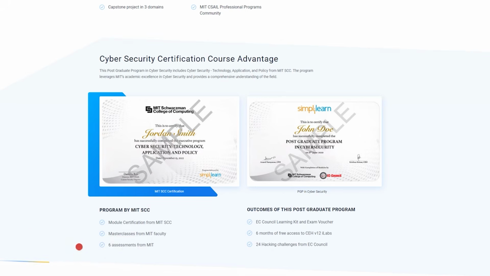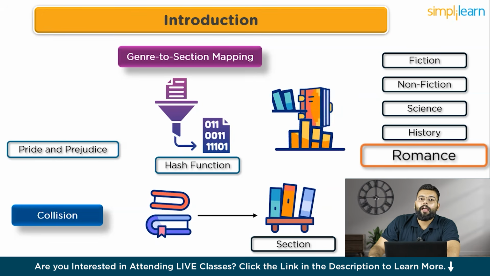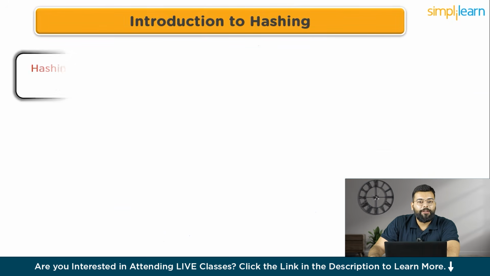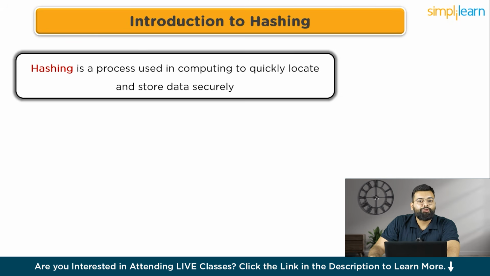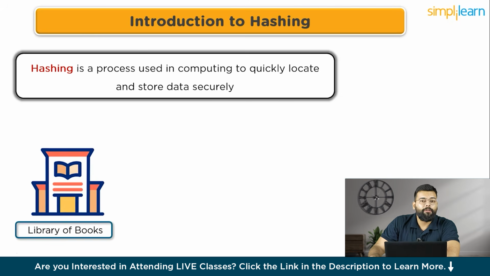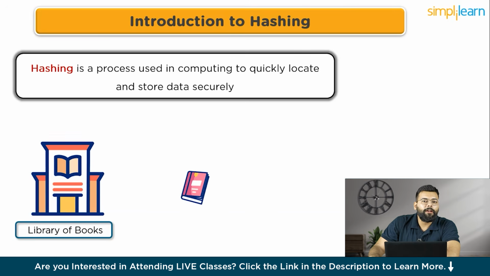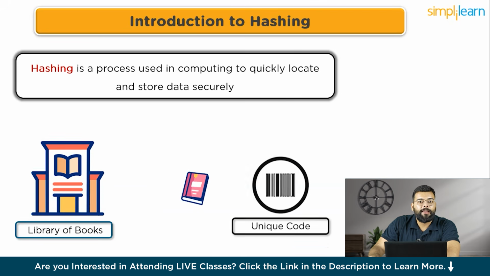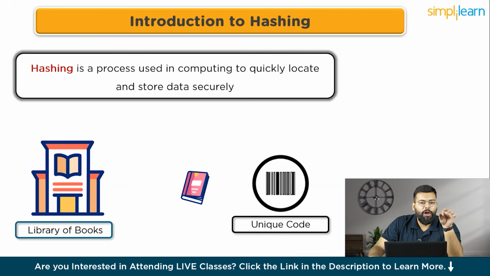So let's get started. Here we have understood hashing with the help of an example. Now we'll have an introduction to hashing with the definition. Hashing, in simple terms, is a process used in computing to quickly locate and store data. Imagine you have a huge library of books and you want to find a particular book or put a new book in exactly the right place without searching through every shelf. Hashing is like creating a unique code for each book based on its title that tells you exactly where it should go on the shelves. This code is generated by what we call a hash function.